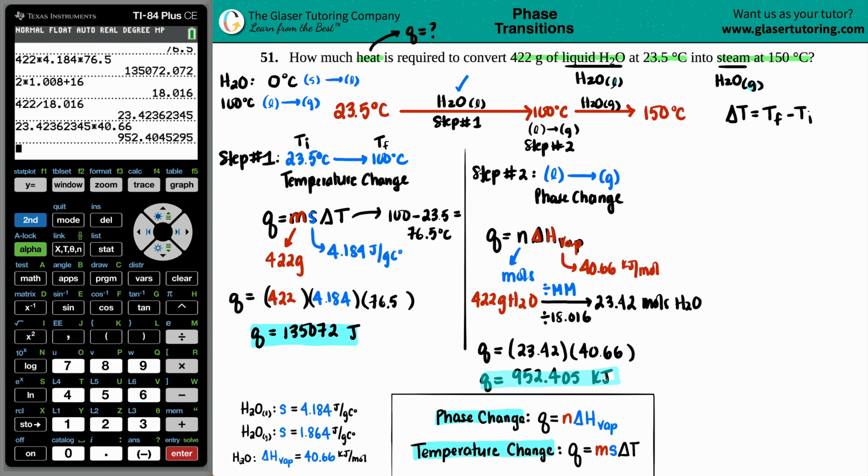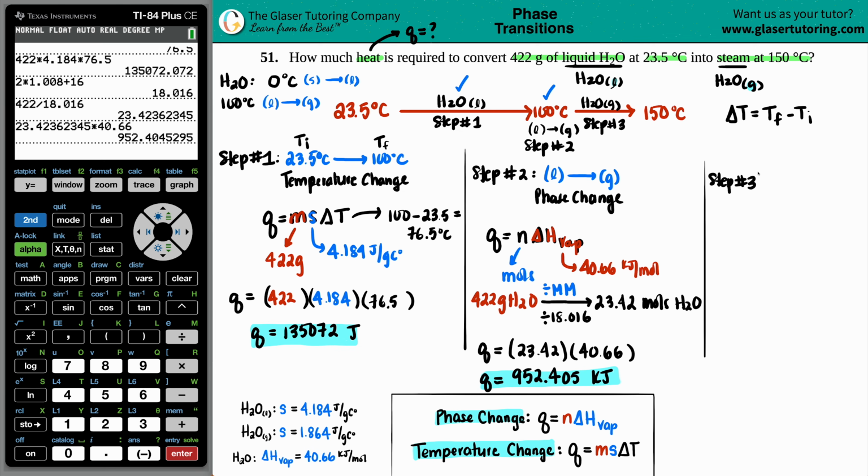So let's keep going. Now we're in step 3. Almost there. Because now we have to go from 100 degrees to 150. So step 2 is done. Let's just do a check mark here. And now we have step 3.